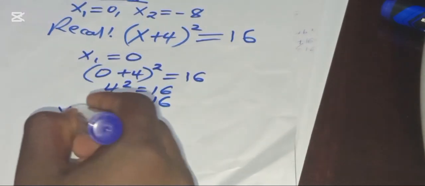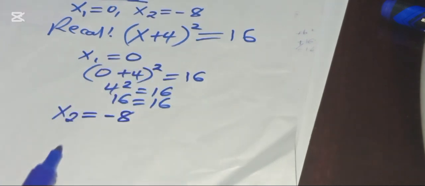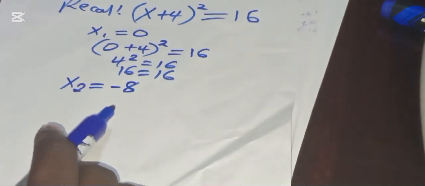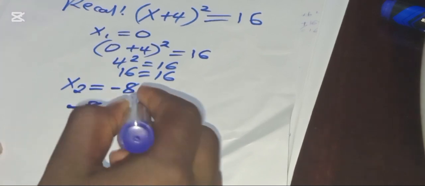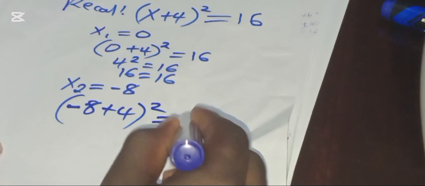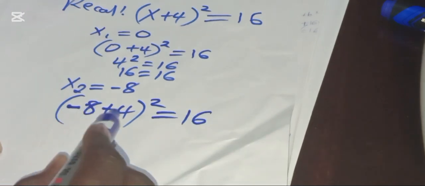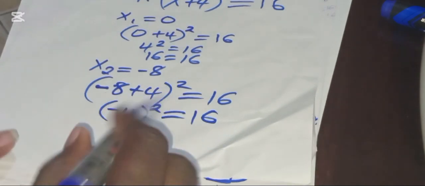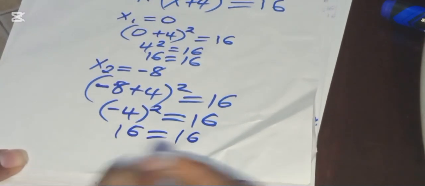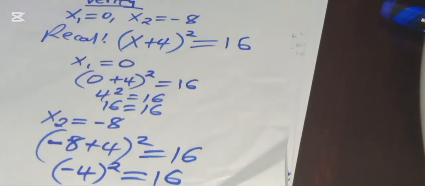What about x2? x2 is equal to negative 8. Okay, so let's substitute negative 8. We'll have (-8 + 4)^2 should give us a value of 16. Now, negative 8 plus 4 is negative 4, to power 2. This should give us a value of 16. So (-4)^2 is equal to 16, which is equal to 16. Okay? And that affirms that x1, which is equal to 0, and x2, which is equal to negative 8, actually satisfy the equation.